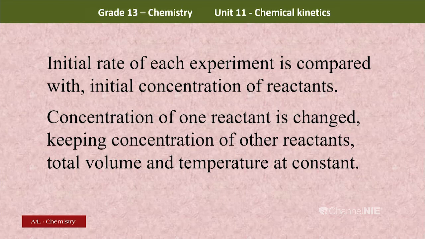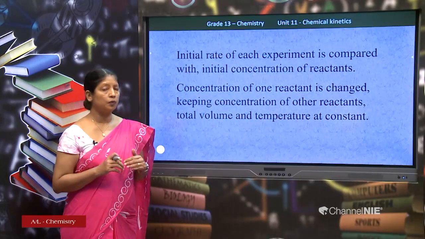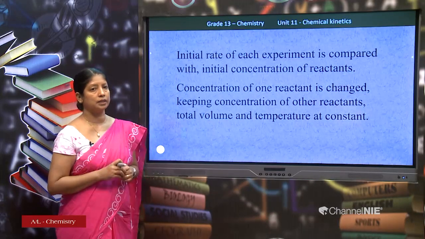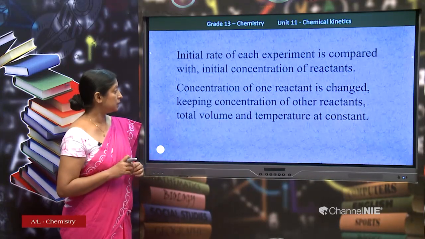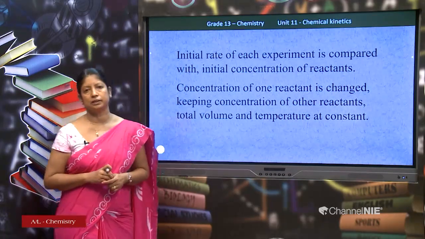And if you are going to find out the order with respect to a certain reactant, when you apply this initial rate law method, the easiest way is to change the concentration of one reactant while keeping the concentration of the other reactant at a constant value. While we vary the concentration of one reactant, we keep the concentration of all the other reactants constant, and also the total volume and temperature have to be constant.